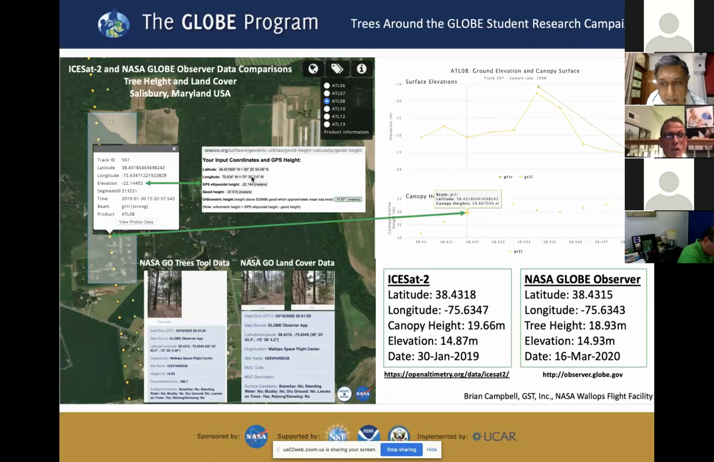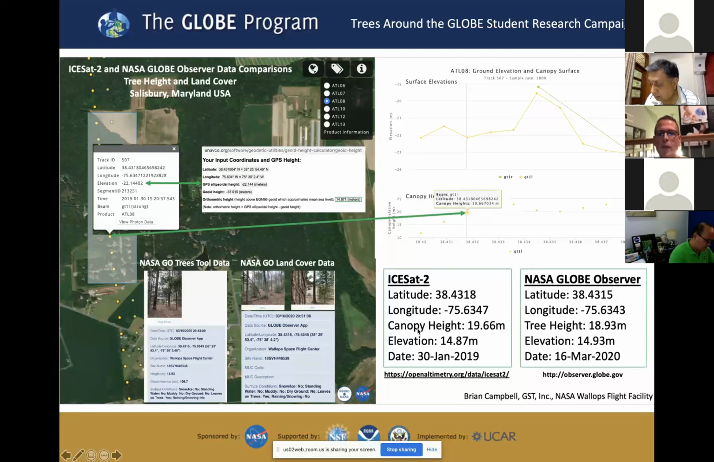This is showing you what's called Open Altimetry. It's showing you ICESat-2 data. And on the bottom left side is what I got from the NASA GLOBE Observer Trees tool and what I got from the NASA Land Cover tool on the app. And then I went over and I matched them up. ICESat-2, you'll see in this box, and then NASA GLOBE Observer, and you can see they matched up really well.